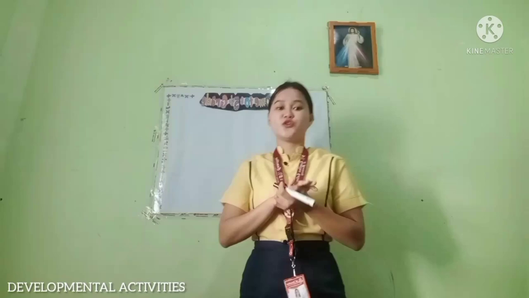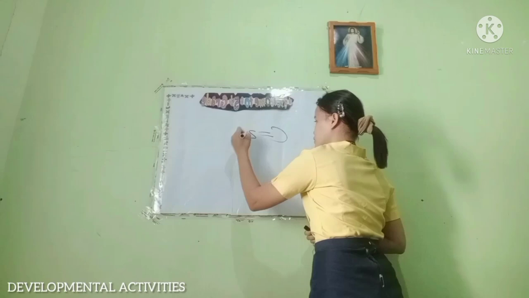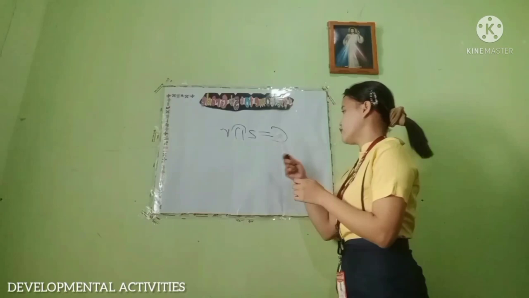Now, let us answer some exercises. So, let us recall your lesson about the circumference of a circle. Do you still remember the formula of the circumference of a circle, class? Okay, you still remember. But, what is the circumference of a circle? Yes, you're raising your hand, Rosalinda. Okay, very good. The formula of the circumference of a circle is C is equal to 2 pi r.